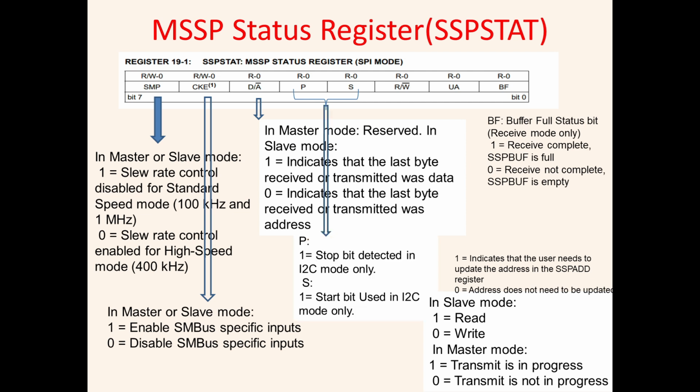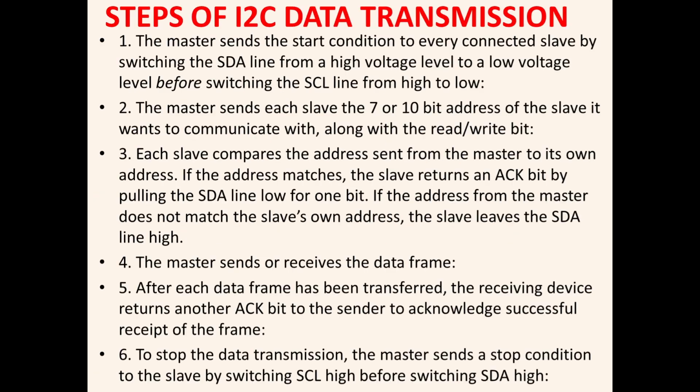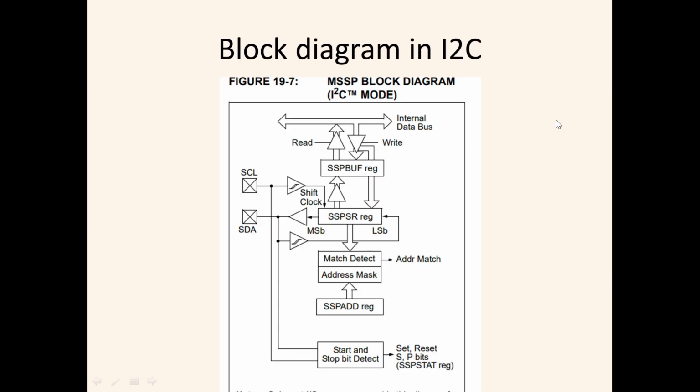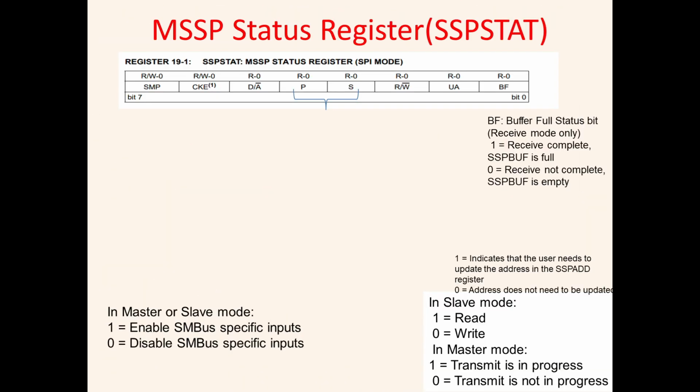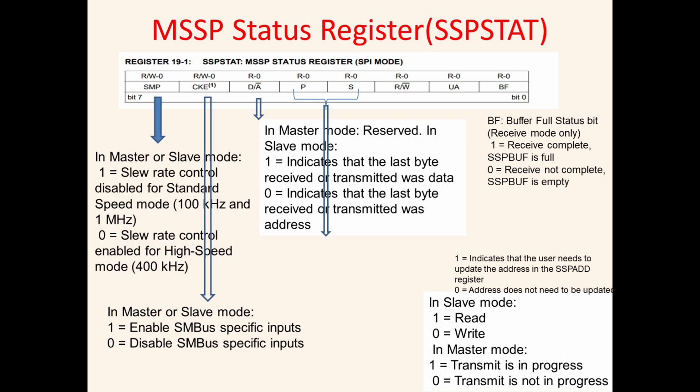Next is start and stop. This start and stop bit is absent in SPI, but these can be utilized in I2C mode, because in the I2C frame format there is an S and a P bit. S stands for start, P stands for stop. So this bit is used to initialize the start and stop conditions in I2C mode.